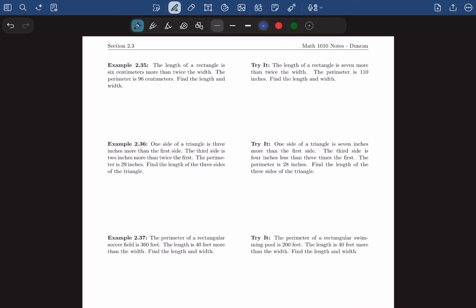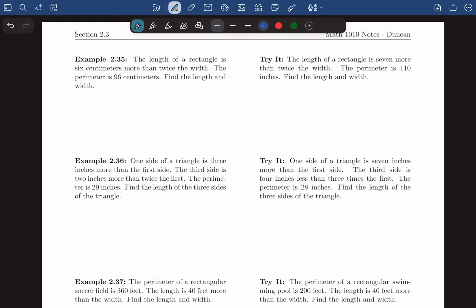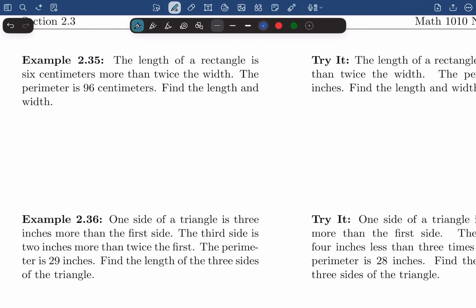Moving forward, we have example 2.35. The length of a rectangle is 6 centimeters more than twice the width. The perimeter is 96 centimeters. Find the length and the width. All right, let's create a diagram of a rectangle, right? So we're given the shape in question. It's time to create a diagram.